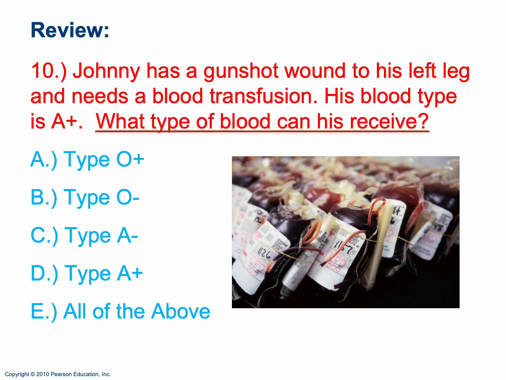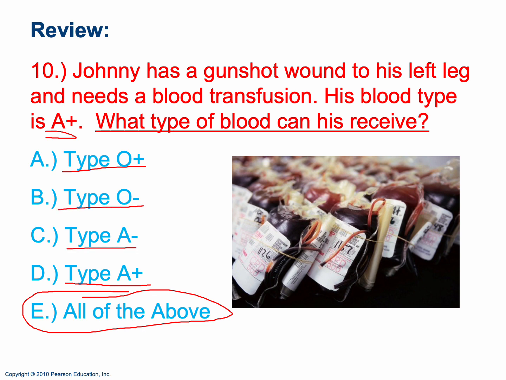Okay, and the correct answer I would go with, if Johnny's A positive, I would definitely select E, all the above. Johnny can have all of them. Obviously type A, but he can have type O too, the universal donor. And if you have a positive blood type, you can also have a negative blood type. So all of these would apply to Johnny.